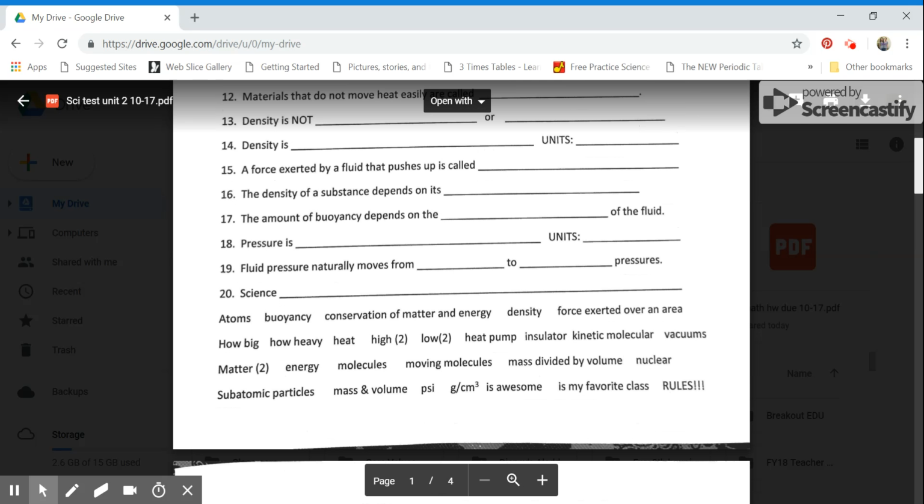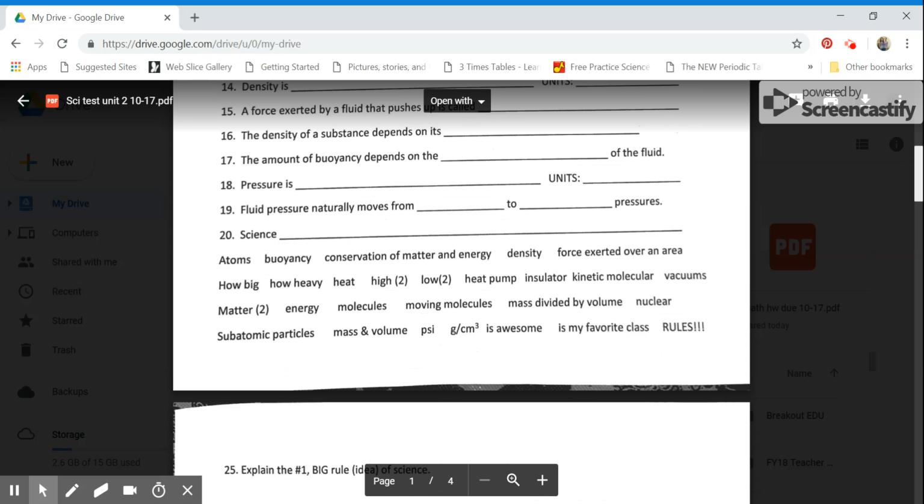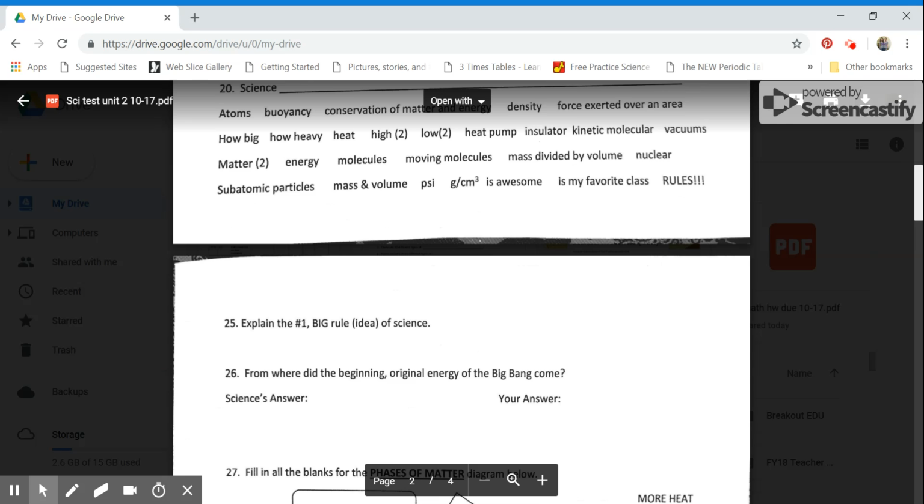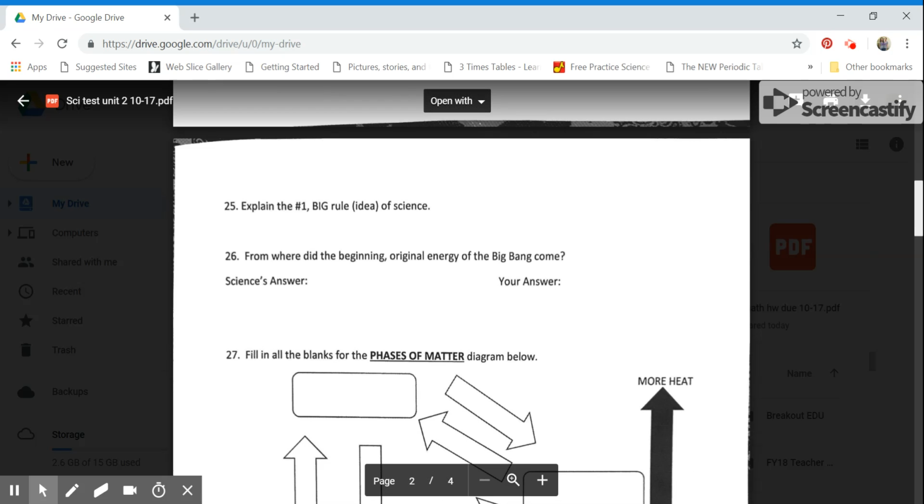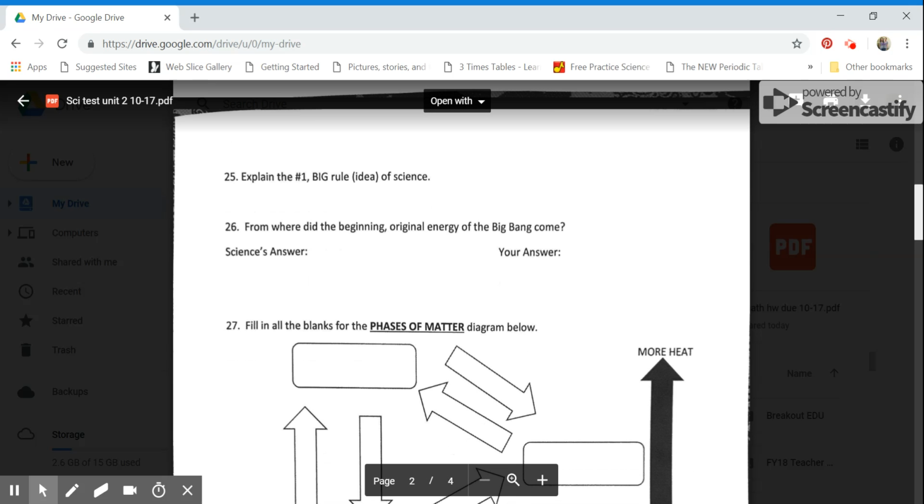So there's your word bank, at the bottom there. Okay, second page. Number 25, explain the number 1 big rule or idea of science. Number 26, from where did the beginning or original energy of the Big Bang come? Science's answer and your answer.